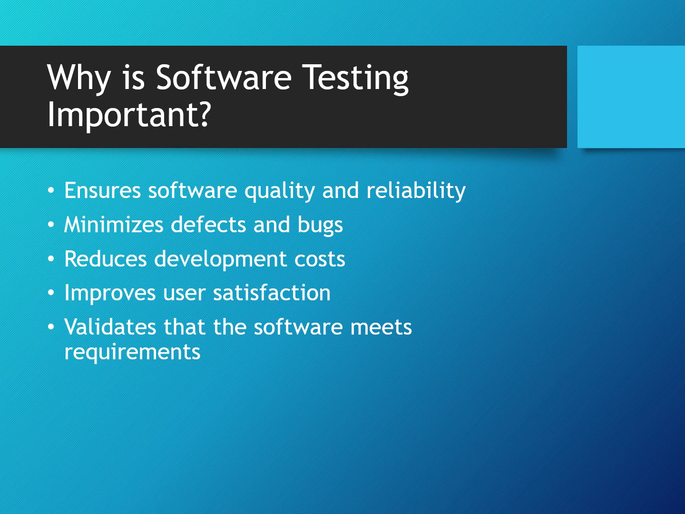Let's begin by understanding why software testing is so important. Software testing plays a crucial role in ensuring quality and reliability. It helps minimize defects and bugs, leading to smoother user experiences. By catching issues early, testing reduces development cost and avoids expensive rework later. And of course, it boosts user satisfaction by delivering a product that meets expectations. Ultimately, testing helps us validate that the software meets the original requirement, making sure we are building the right thing.